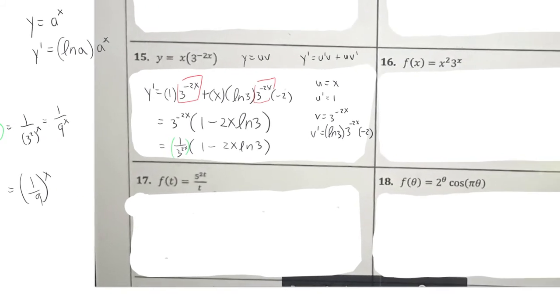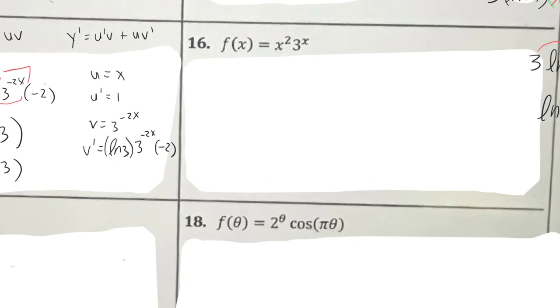All right, looking at the next one. Problem number 16 also looks like it's going to be a product rule. So in this case, we'll call the x squared u, and we'll call the 3 to the x v. We could say that u is equal to x squared. We could say that v is equal to 3 to the x. u prime would therefore be 2x, and v prime would therefore be ln of 3 times 3 to the x. All right, so that one's going to be very straightforward.